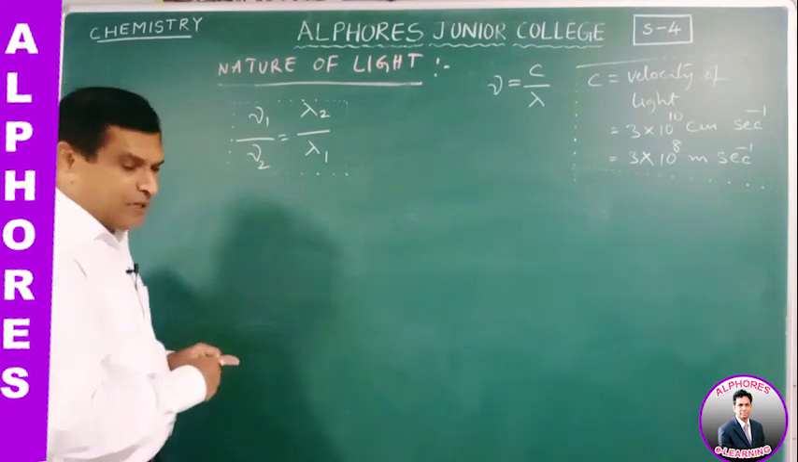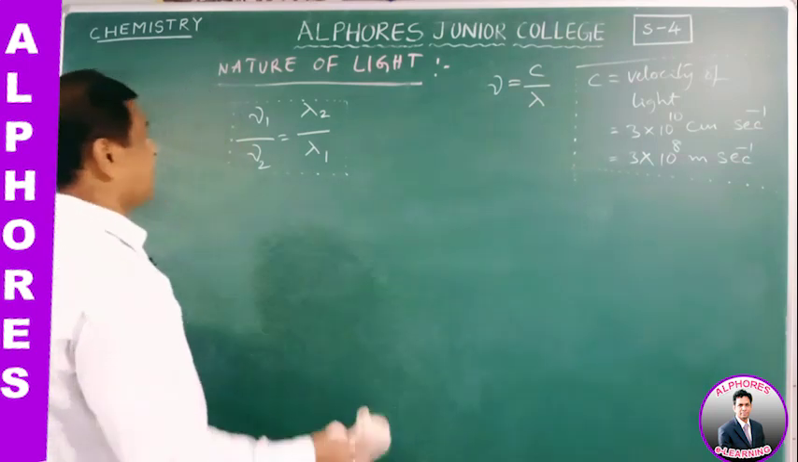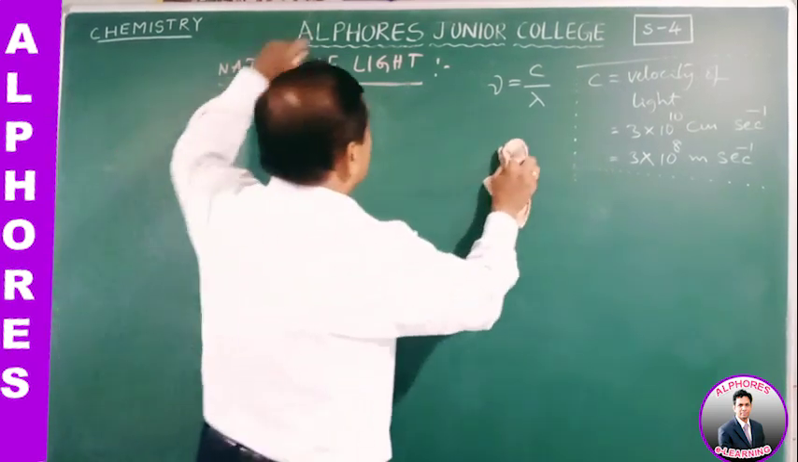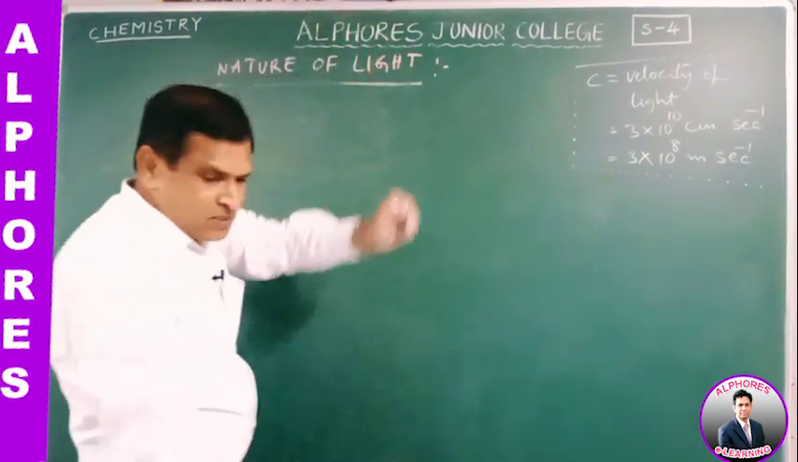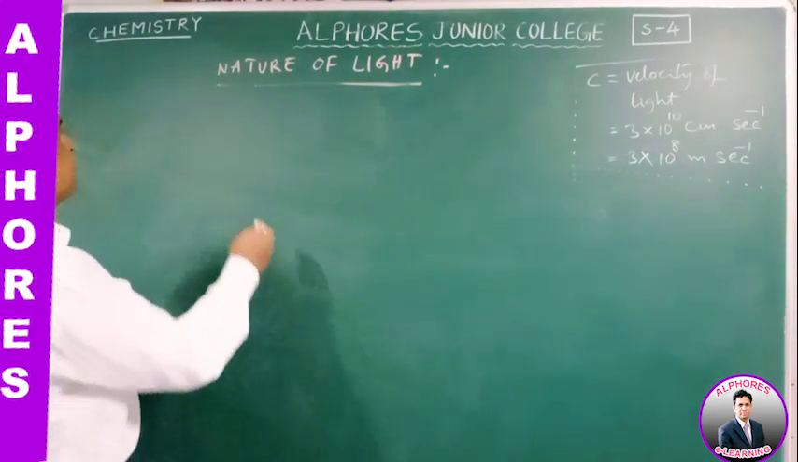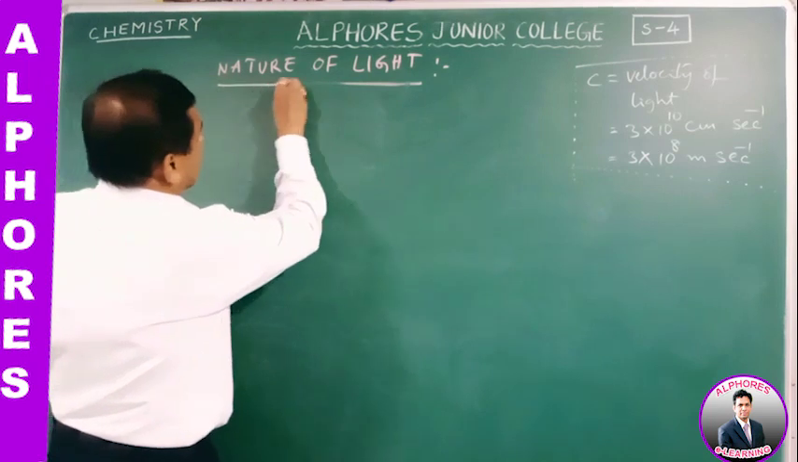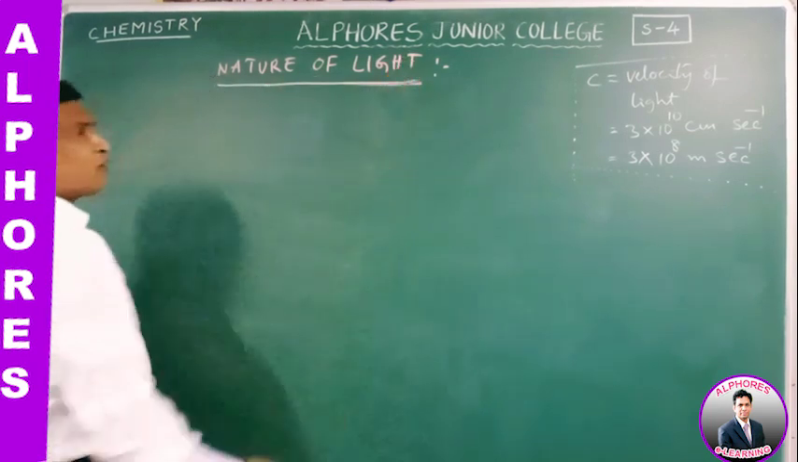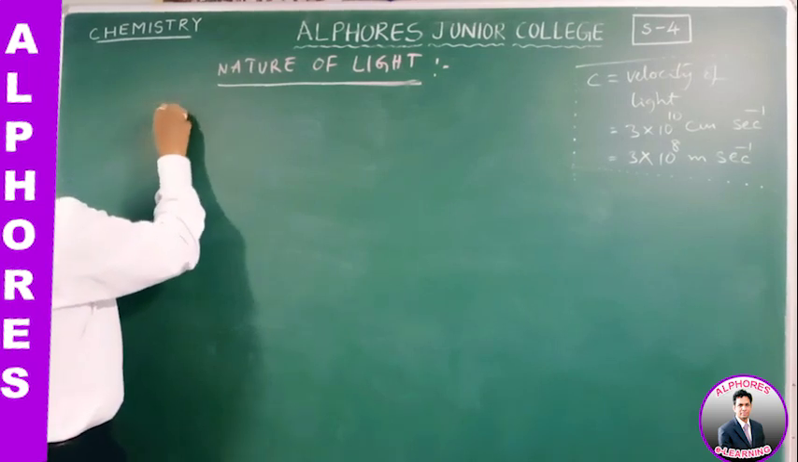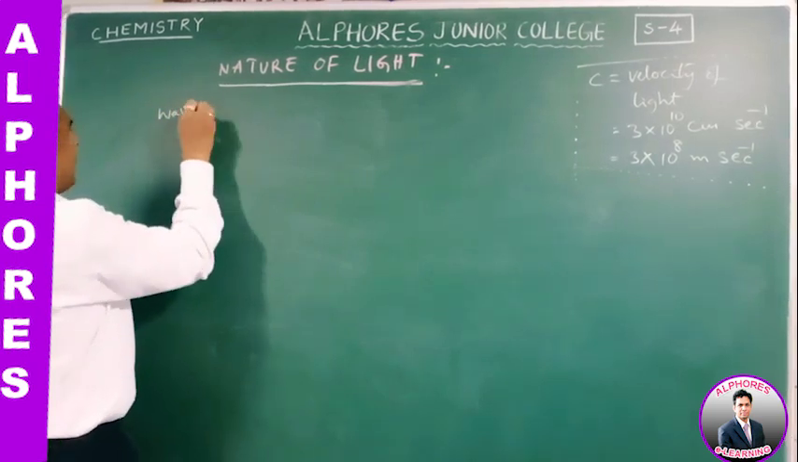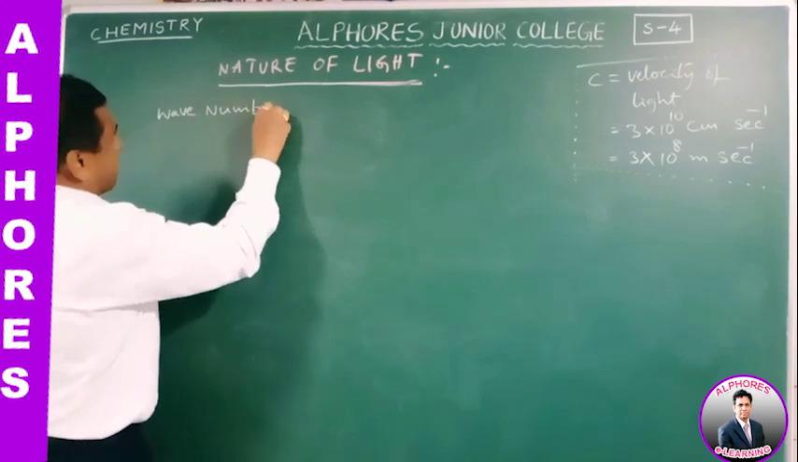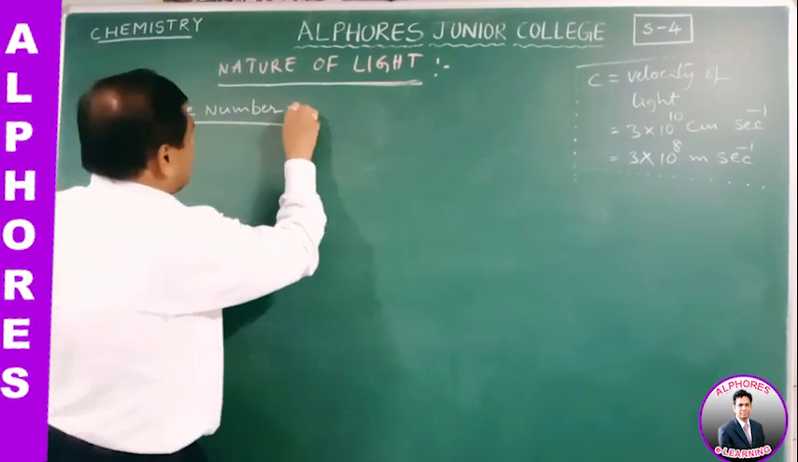Now let us take up the wave number. The next property is wave number. Slowly let us learn all these topics, which are very simple and easy to understand. The thing required in this is regular practice. So now, the definition of wave number.